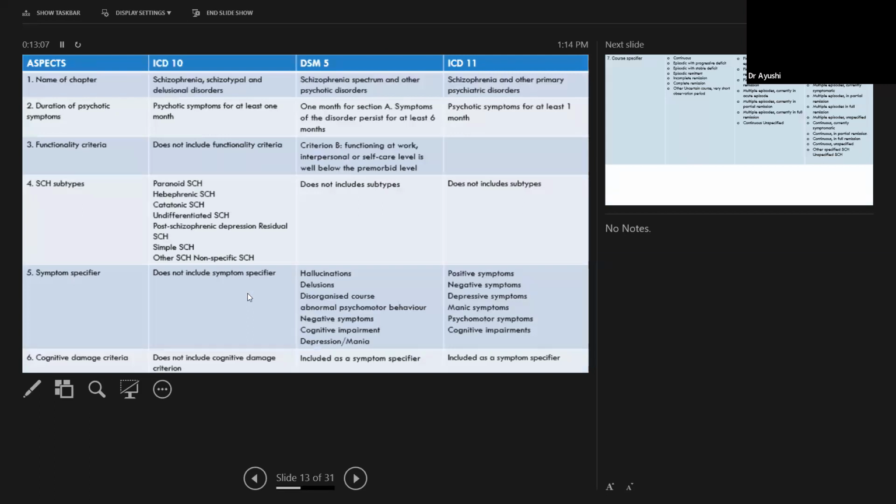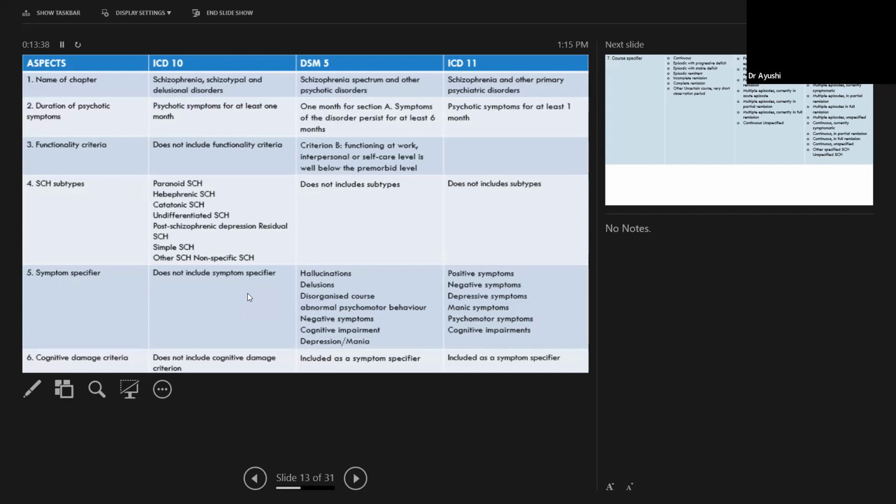So the name of the chapter in ICD-10 is schizophrenia, schizotypal, and delusional disorders. In DSM-5, it is schizophrenia spectrum and other psychotic disorders. And in ICD-11, it is schizophrenia and other primary psychotic disorders. Duration of psychotic symptoms is 1 month for both ICD-10 and ICD-11 and 6 months for DSM-5. Functionality criteria is not included in ICD-10, whereas DSM-5 includes that functioning at work, interpersonal or self-care level is below the premorbid level. The subtypes have been removed from DSM-5 and ICD-11.